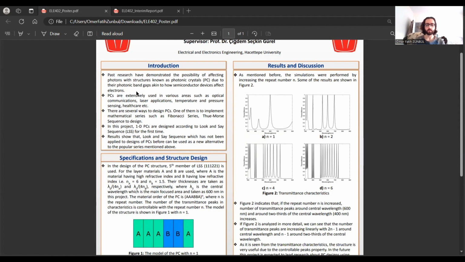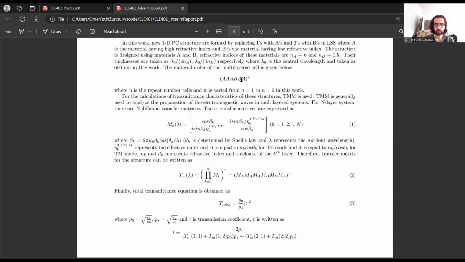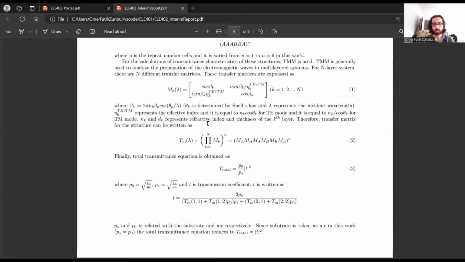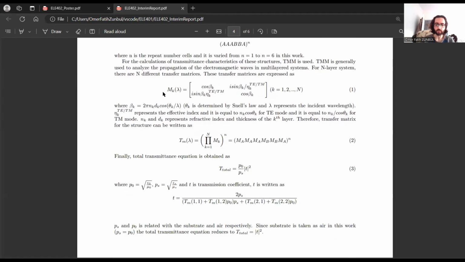is used. There are two different materials used in this project, and their transfer matrices are calculated first. The material order of the designed structure is shown here. A and B are the materials used in this project. The transfer matrices of A and B are calculated with this formula.